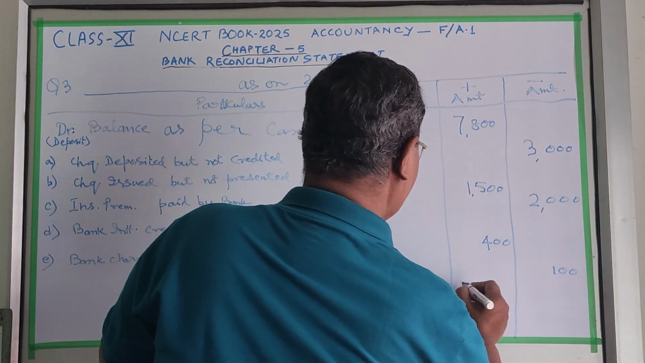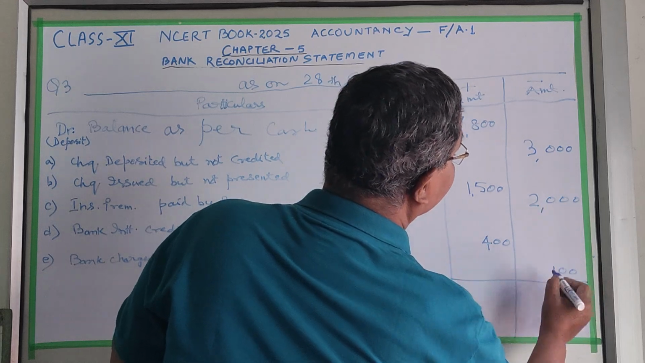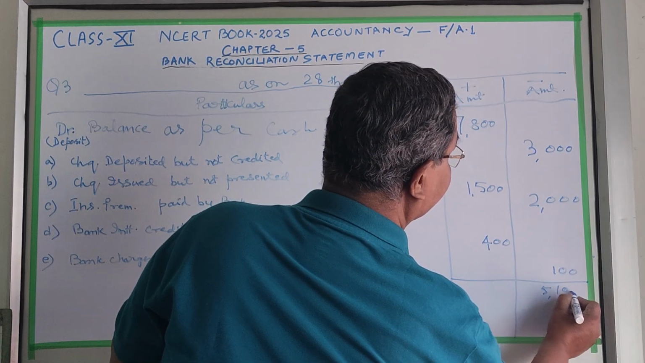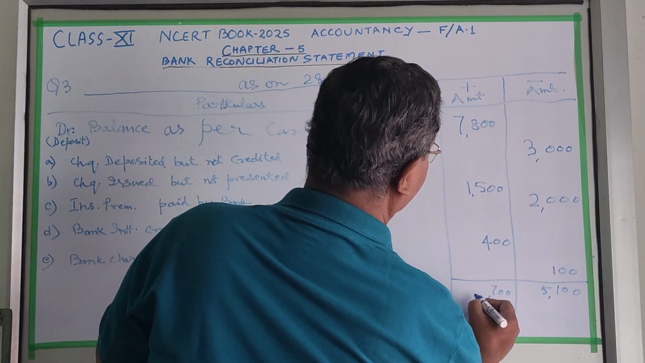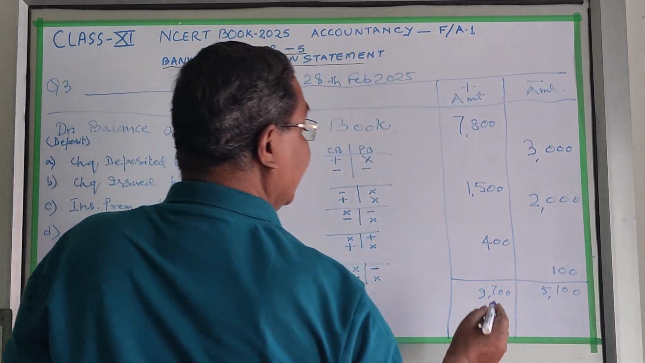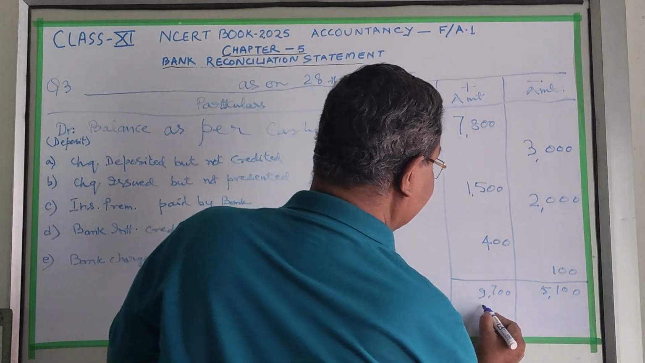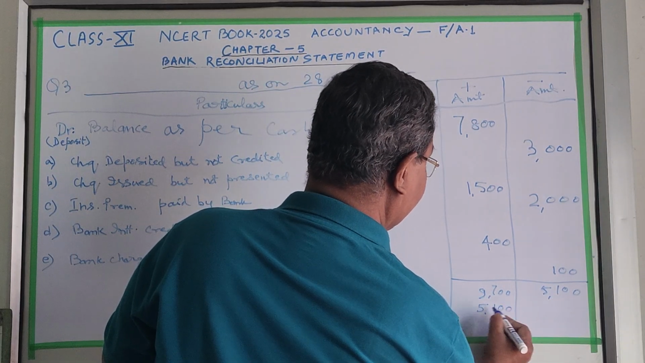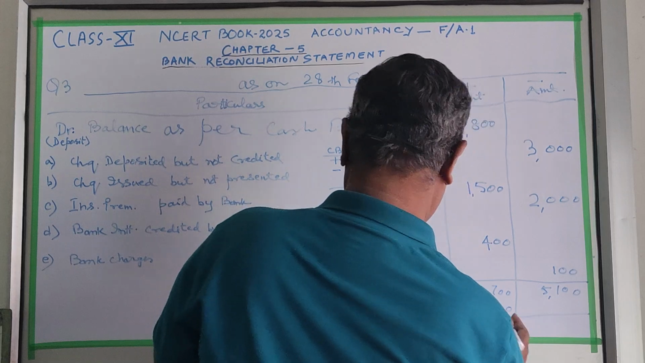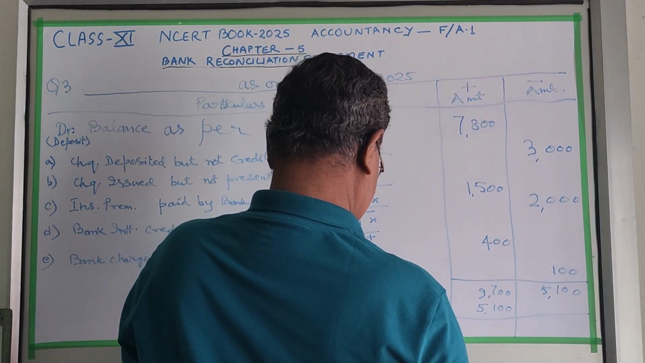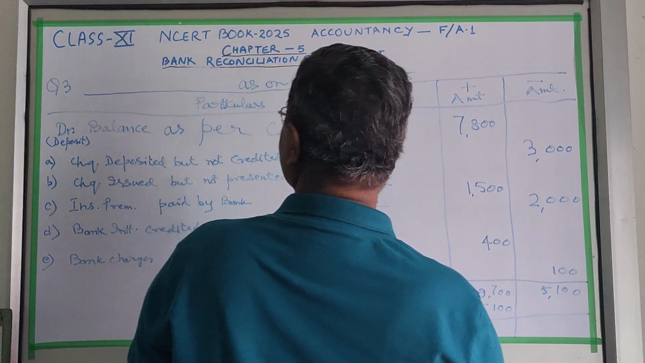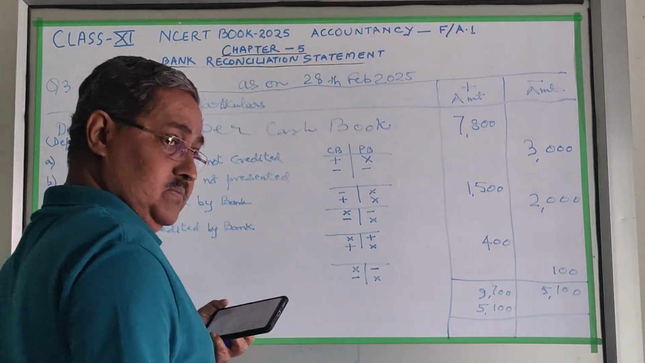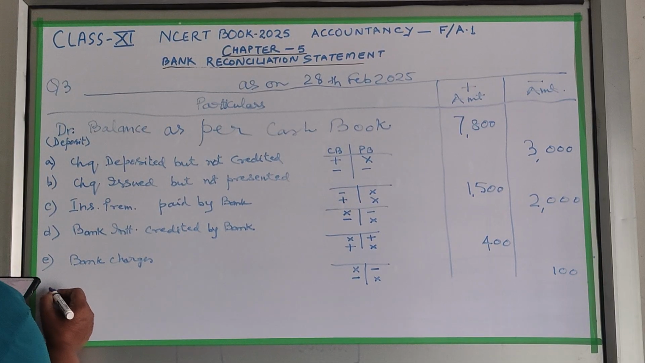Okay. Now we will make a total of it. 5,100. And here, okay. So it is higher. We will put it this side, 5,100. So another entry is there, A, B, C, D, E, F.